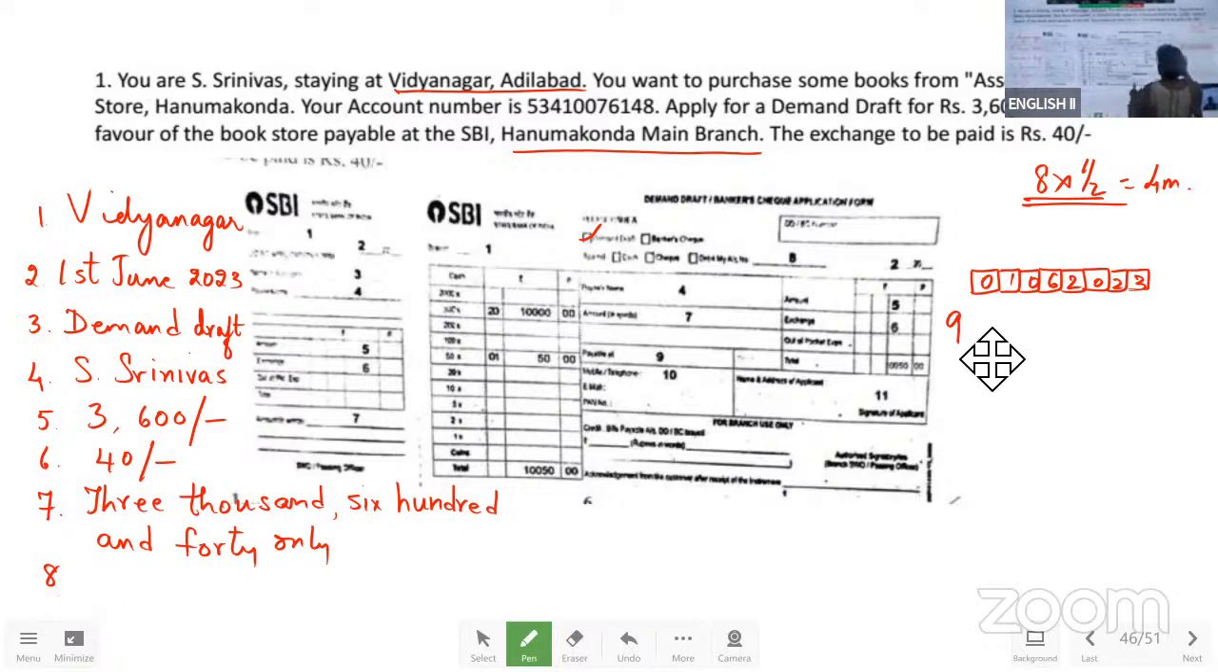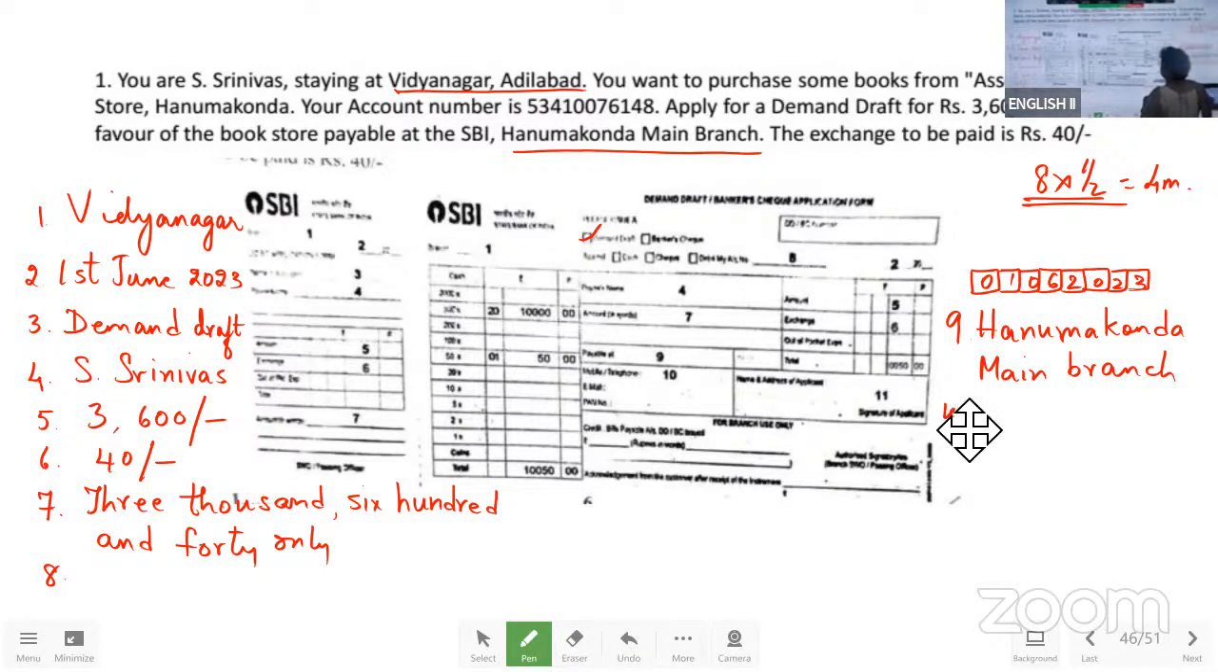Let me have a look. Ninth one, payable at Hanamkonda main. You can write branch, otherwise at least Hanamkonda main branch. If you want, you can also write branch. 10. Where should you send it to? In favor of. In favor of is assorted bookstore Hanamkonda.